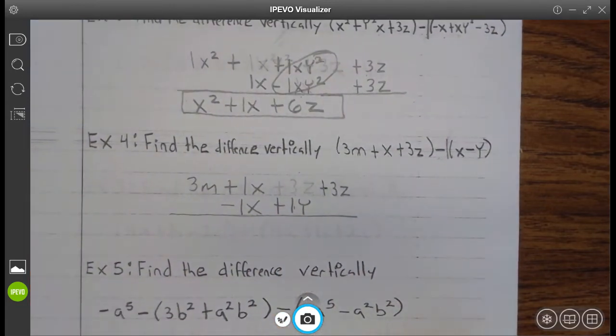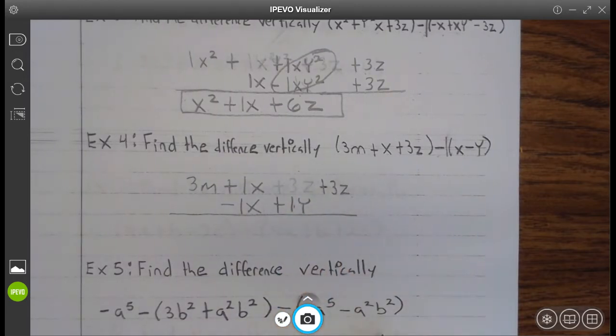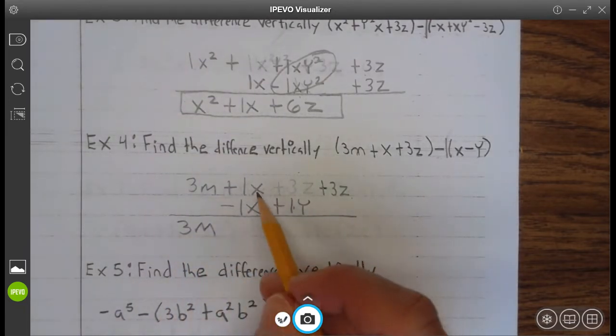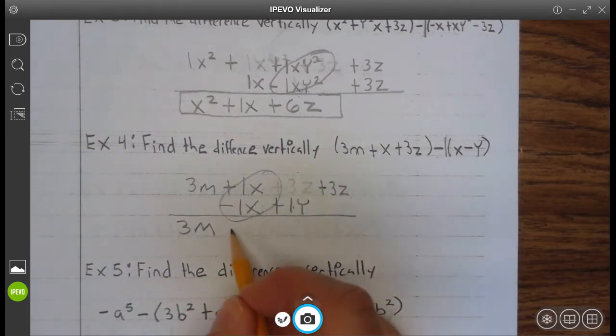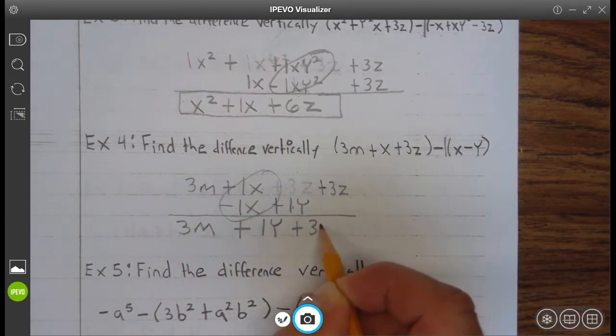So you're going to see that you're going to have to do that with a lot of problems: you want to line up the letters alphabetically. And if there's not space for a letter, you need to move so there is. All right, so now we have 3m. 1x minus 1x is 0 plus 1y plus 3z.